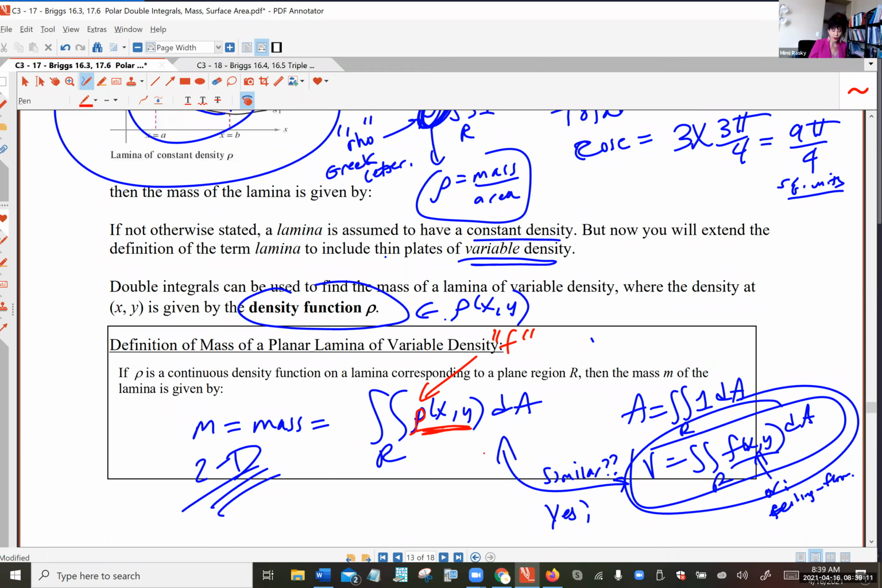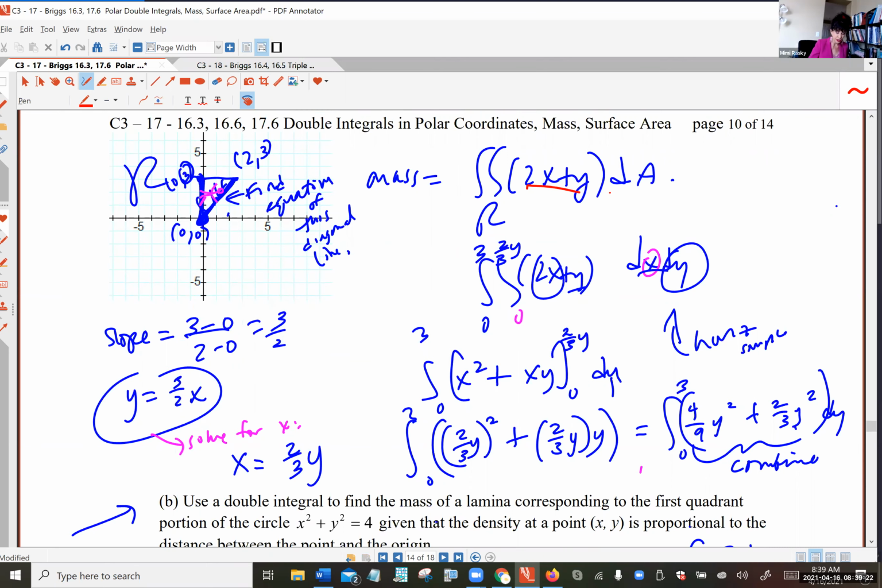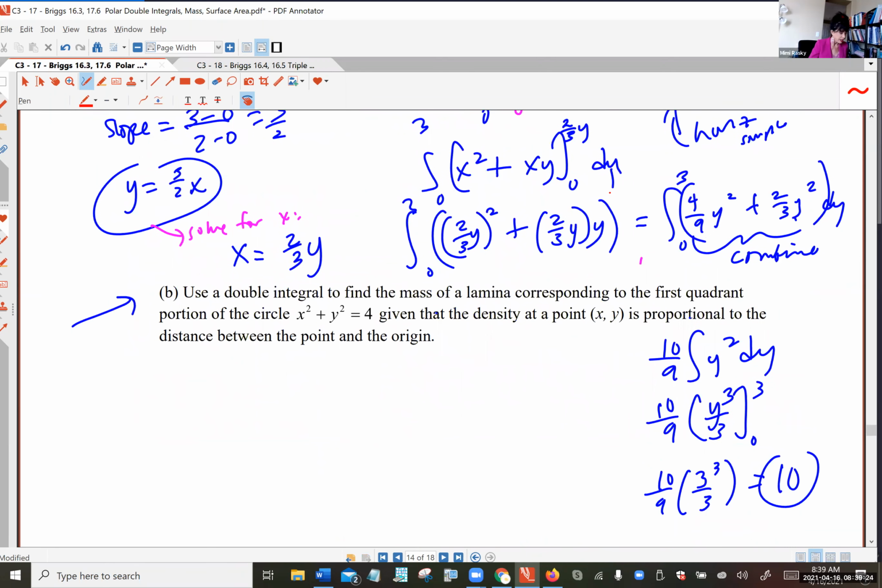Okay, so we already did one example where the lamina was this triangular region, and we had a variable density function given to us there, and we got the mass. Fine. Now, the next problem is a little bit more tricky because they're not giving you the density function outright. You have to use a little bit of knowledge.